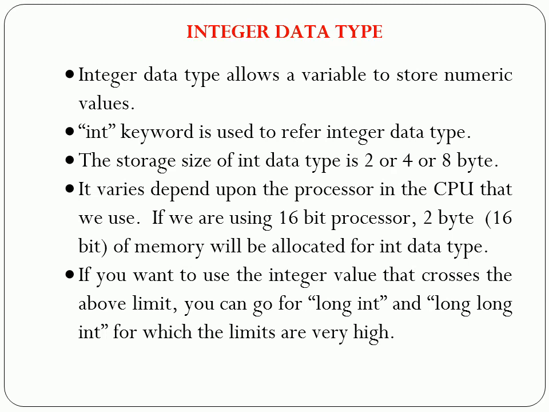So now this byte size will vary depending upon the processor used in the CPU. For example, if you are using a 16-bit processor, then it takes 2 bytes to store an integer data type value. If you are using a 32-bit processor, then it takes 4 bytes to store integer values. If you are using a 64-bit processor, then it takes 8 bytes to store integer values. So it varies depending upon the processor we are using.